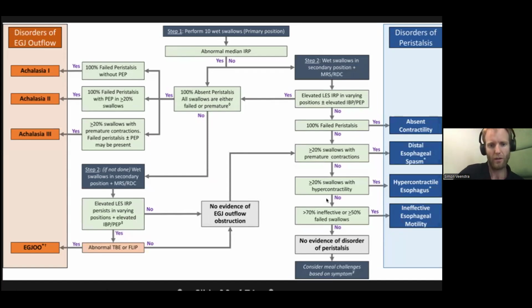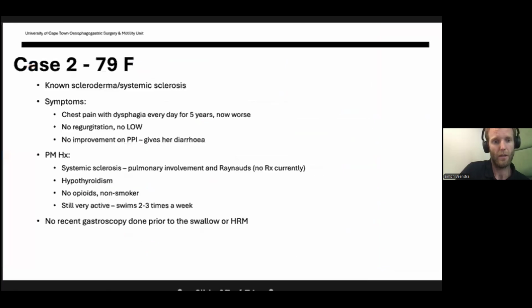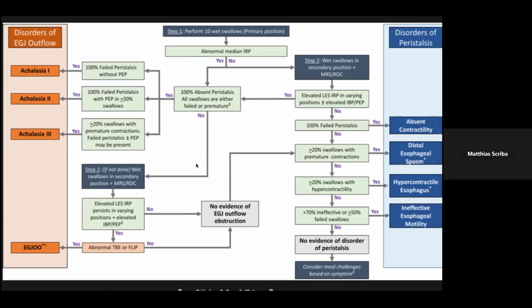So this is a useful slide to know and to learn, I guess. Maybe I can just comment. Chicago 4 is what's being used worldwide. Chicago 5 is going to come out at some point. They have started working on it. I'm not sure what changes we'll have, but for now we're working with this.